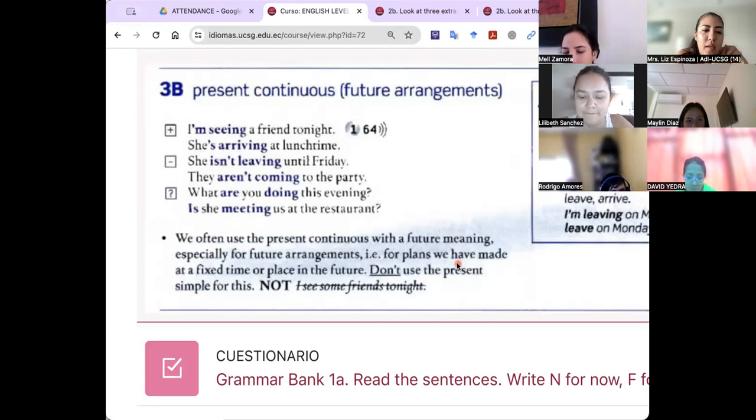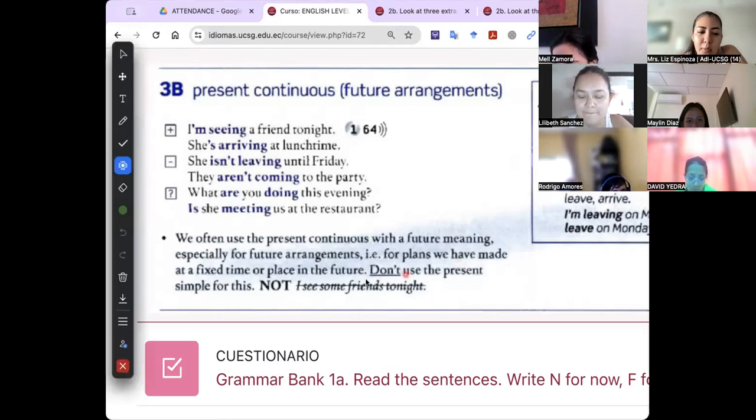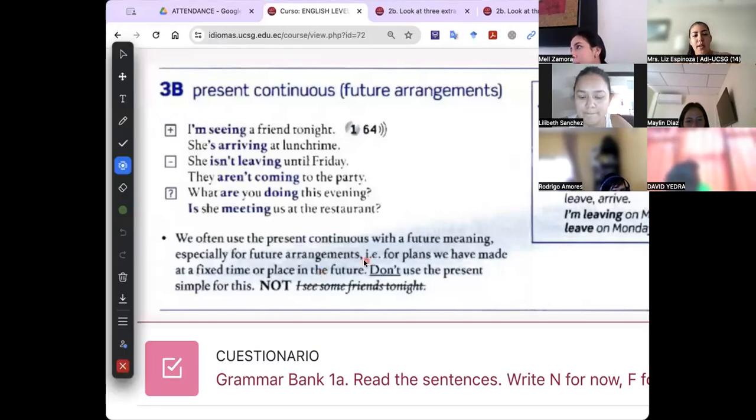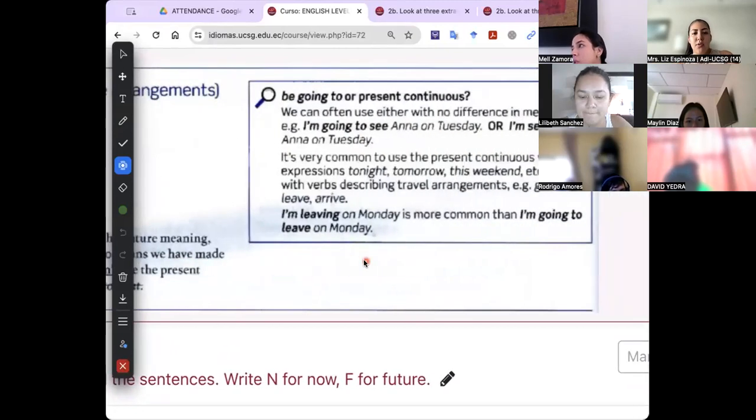So that's why it says, don't use the present simple. You cannot say, I see some friends tonight. No, I am seeing. It's present continuous not because you are doing the action right now, but because from now you are starting the plan that you are about to have tonight or tomorrow morning. Okay, so thank you. Let's continue.